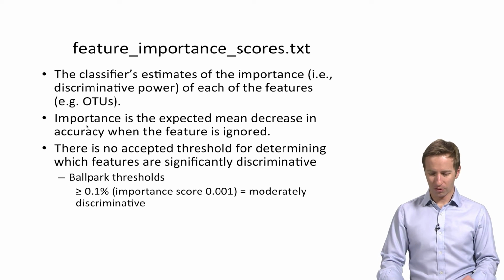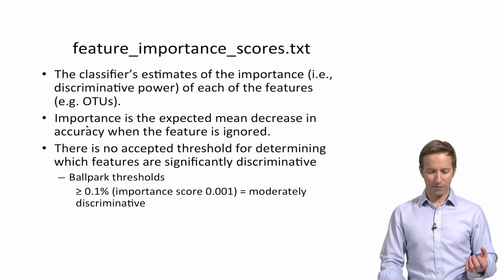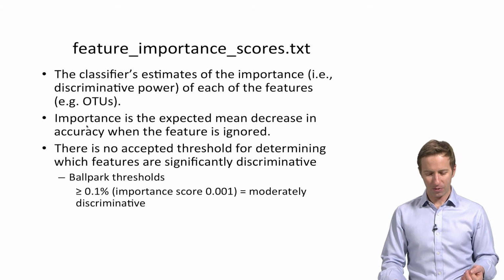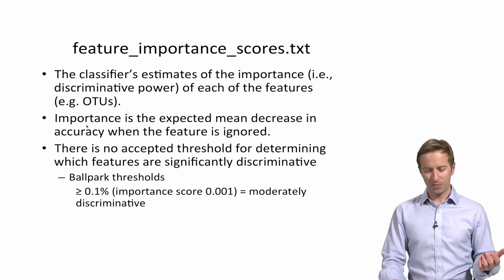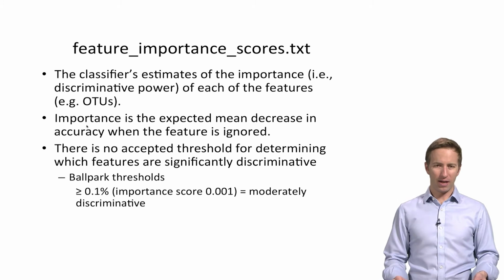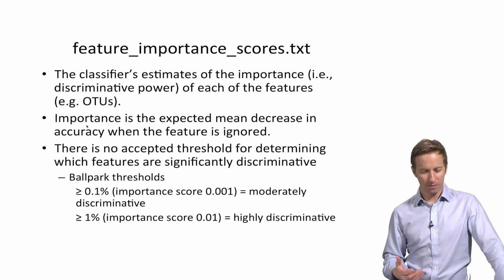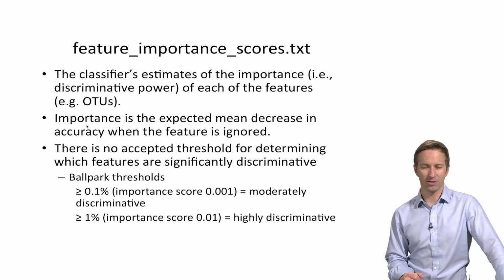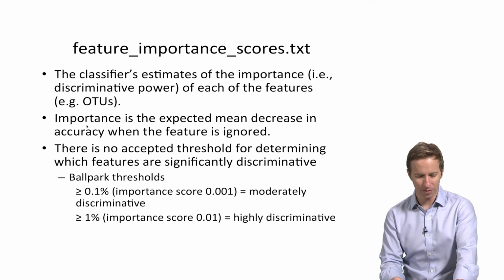Some ballpark thresholds: I tend to think of features that have an importance score of at least 0.1% or 0.001 as being moderately discriminative, and features that have a feature importance score of 1% or higher as being highly discriminative. So let's take a look at an example here.